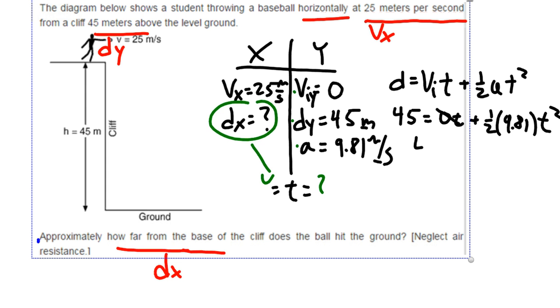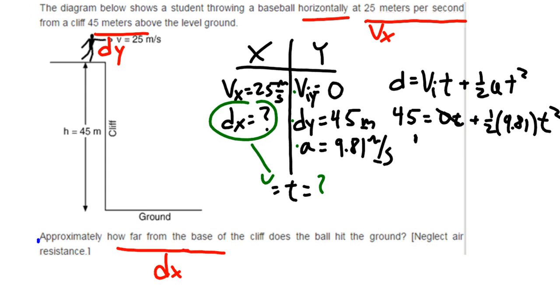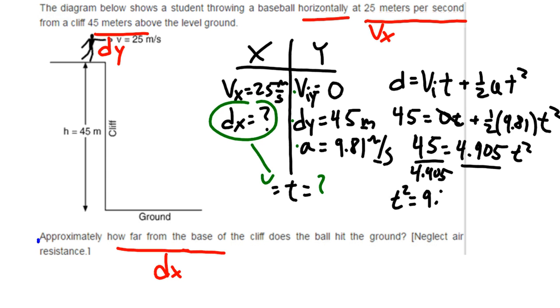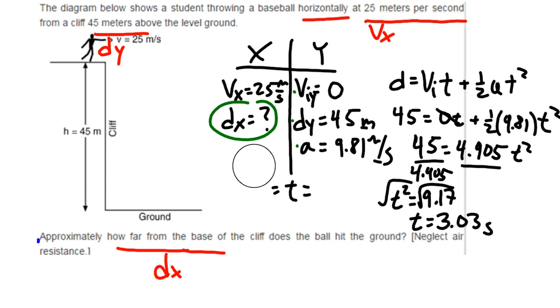And so what I'm left with is 45 is 4.905 t squared. So I divide by 4.905 on both sides. And so I get t squared is 9.17 seconds squared, which means t is the square root of that. So square root both sides. And I get a time of 3.03 seconds. Awesome. So I've solved for my time using the y side. I now go ahead and fill it in my table. So I write 3.03 on this side and 3.03 on this side.